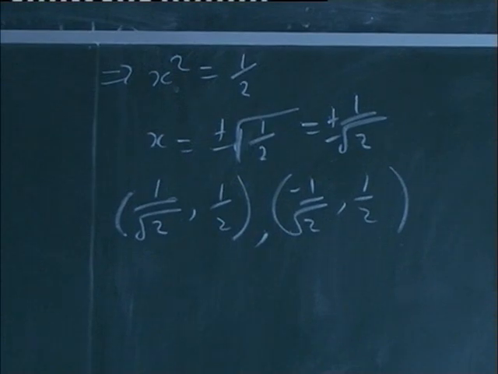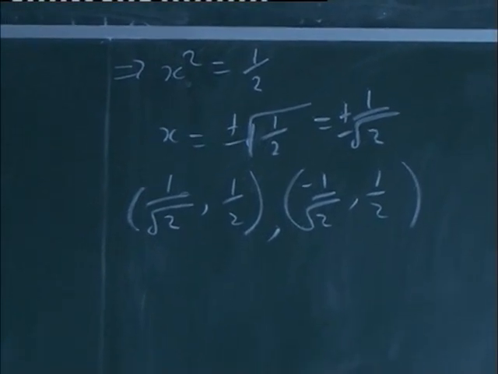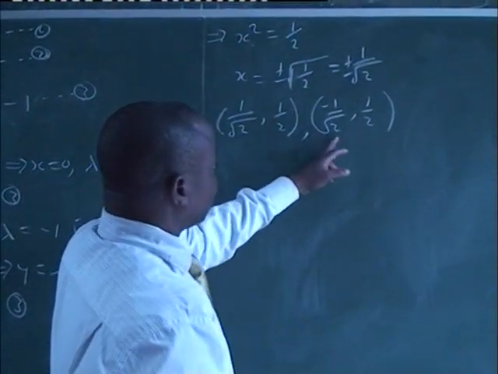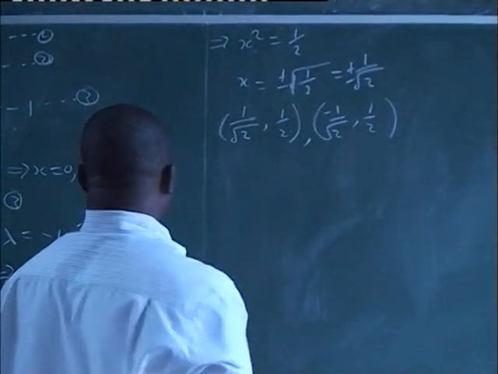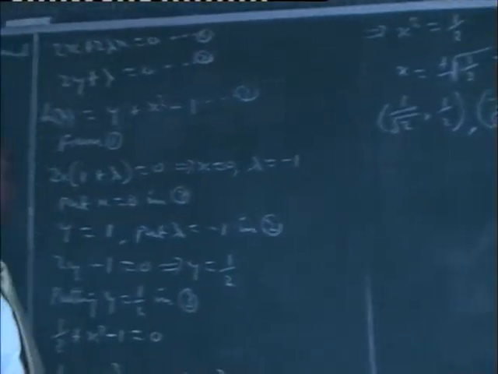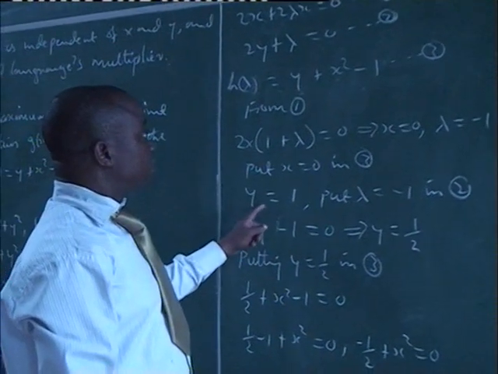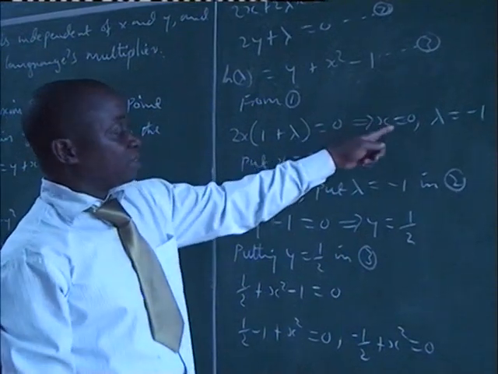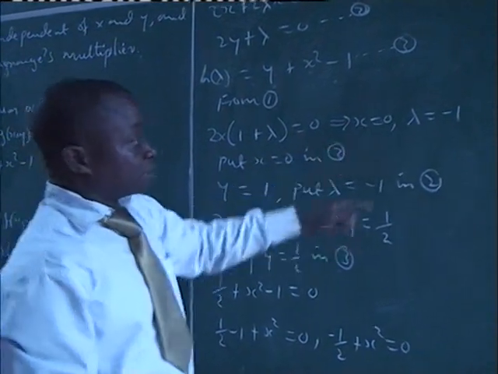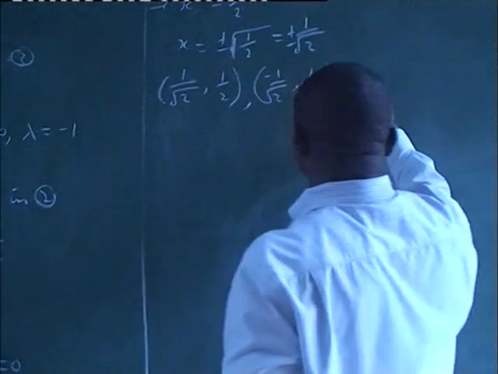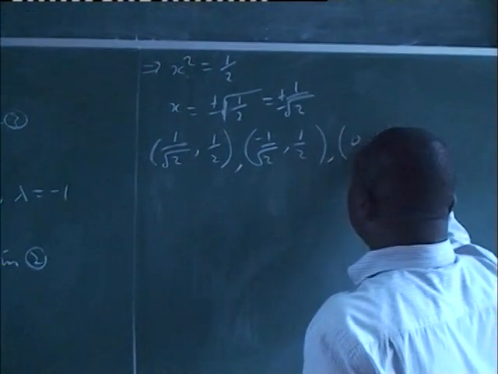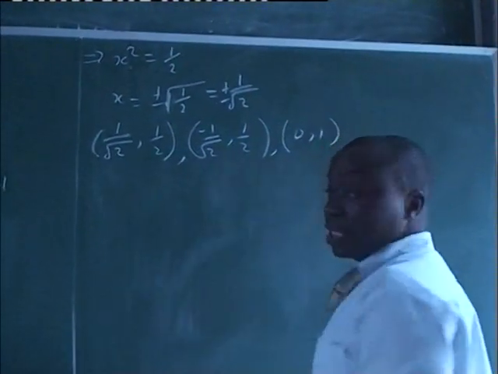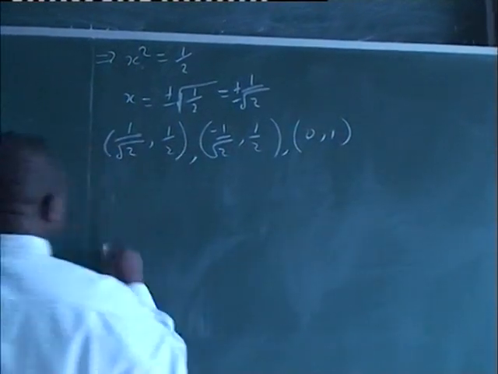Now what we need is to find the maximum or the minimum points. Now let's test for this, also test for this, and then we find the maximum. But we also have another point: y is 1, x is 0. It's another point, so we can put that one also. These are the 3 points. So let's test these 3 points and see.